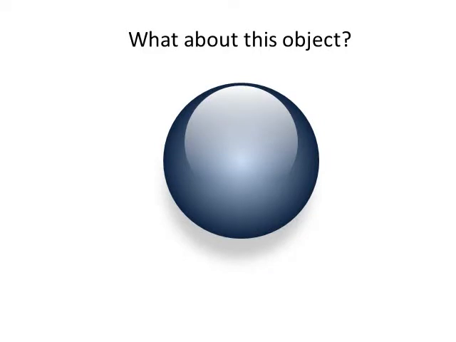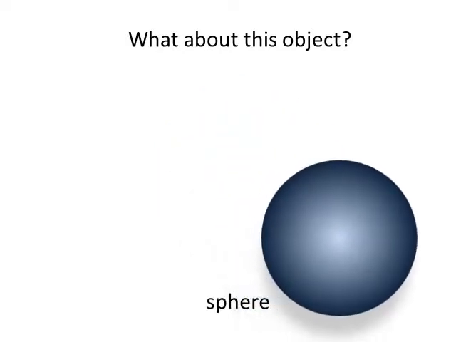Well, at first glance it may appear to be a circle because the edge or outside border is perfectly round like a circle. However, this is not a two-dimensional figure. It is a three-dimensional object, like a marble or a ball. The technical name for this object is sphere. Therefore, it is not a circle.